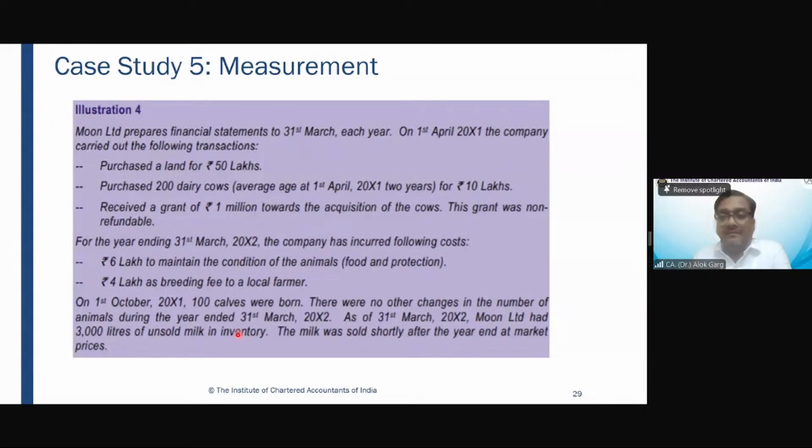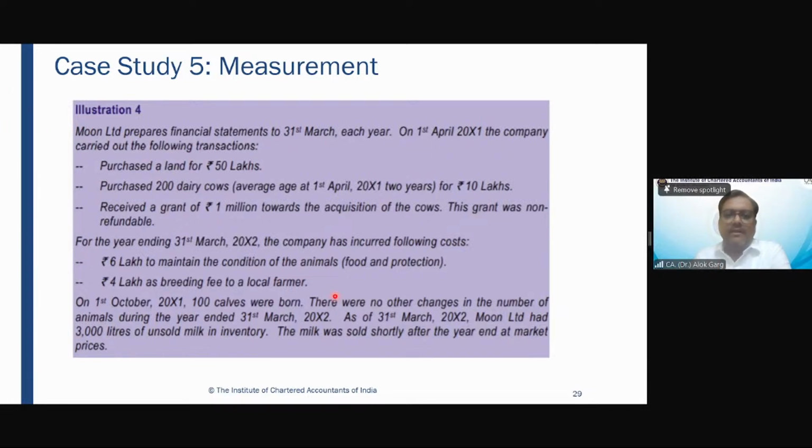Moon Limited had 3,000 liters of unsold milk in inventory. What is this? It was agricultural produce, and on the balance sheet date it has been transferred to inventory. The milk was sold shortly after the year end at market prices. Whatever I have covered so far in illustration number 4, have you been able to understand the content of the question? Yes, sir.